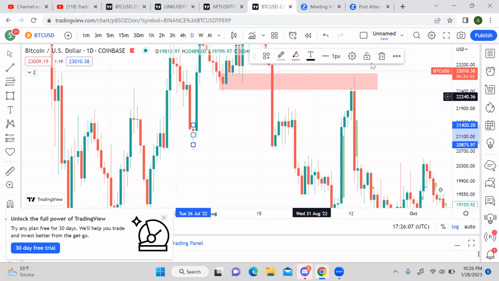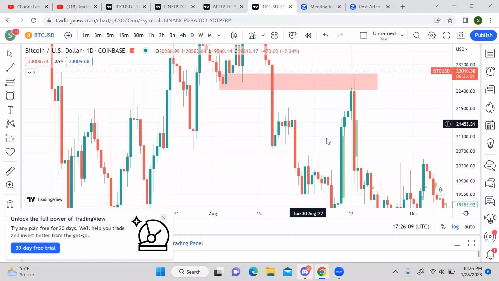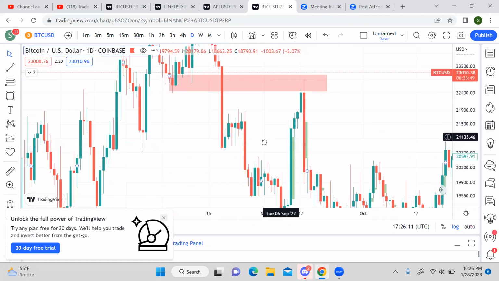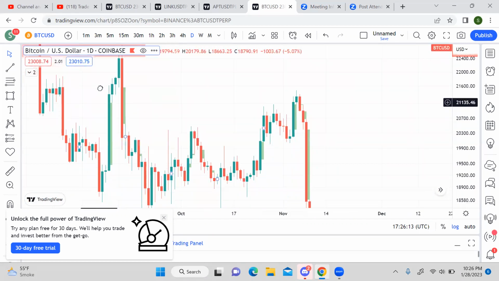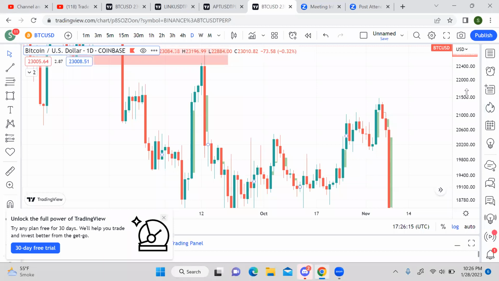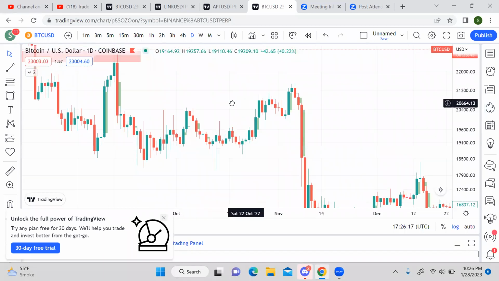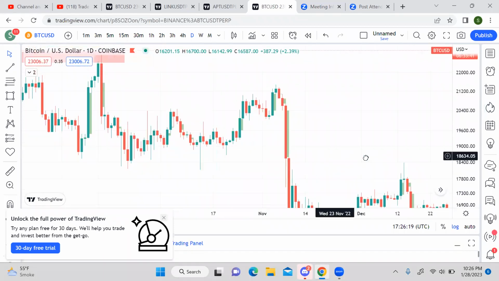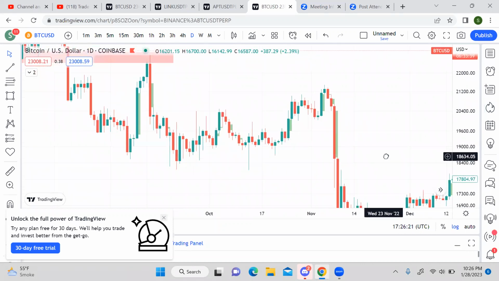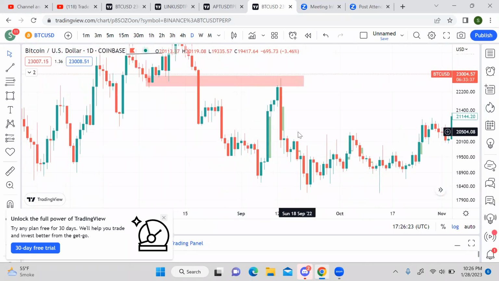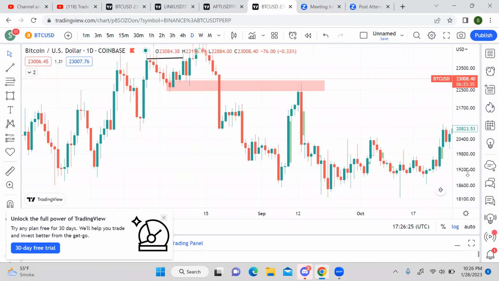This one is not valid. This is because price moved up here. I will show you another one as well. This is a famous breaker here. We got that trade, so that's why I remember this breaker. This one, I will show you another one.